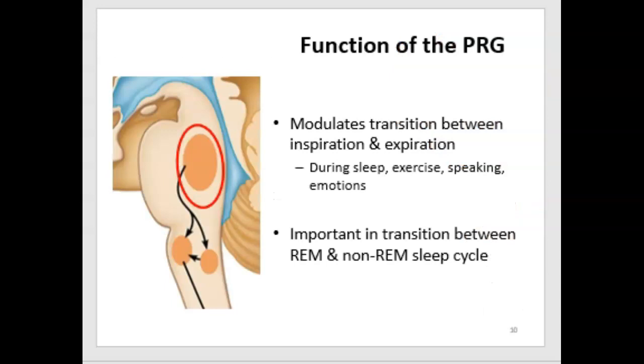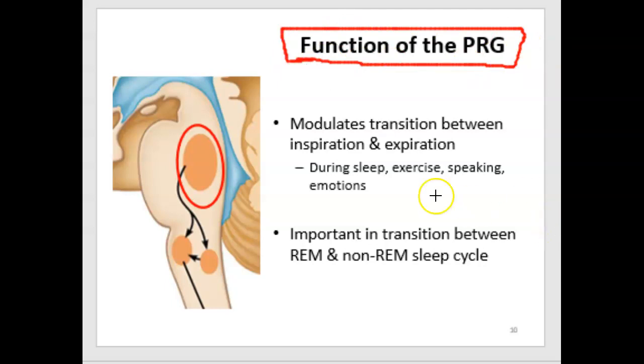And just to make sure that you understand about the pons and its role as a respiratory center, I'm going to repeat what the pontine respiratory group does. It modulates the transition between the inspiratory and expiratory phases of ventilation. And as I mentioned before, this is kind of important in sleep, exercise, and speaking, but it also happens with emotions. Sometimes you increase your rate when you get anxious.